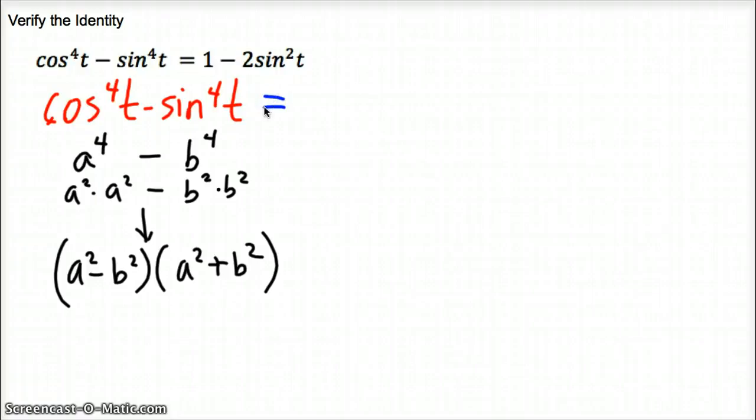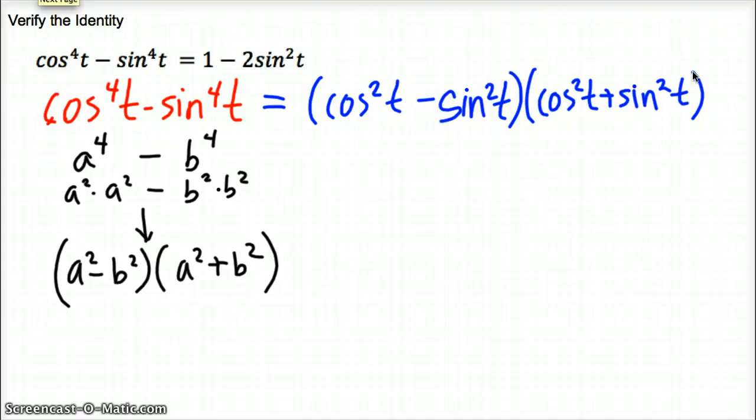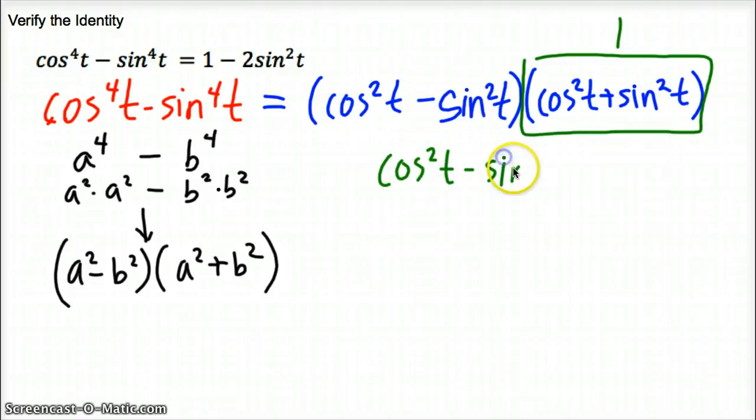So this is going to factor into cosine squared of t minus sine squared of t times cosine squared of t plus sine squared of t. One of the major reasons I did this is because I noticed it. I also don't know much about cosine and sine to the fourth power, but I know a lot about cosine and sine to the second power. For instance, this right here, you'll use the Pythagorean identity and change that to 1. So we're left with cosine squared t minus sine squared t. We're getting closer to our goal.